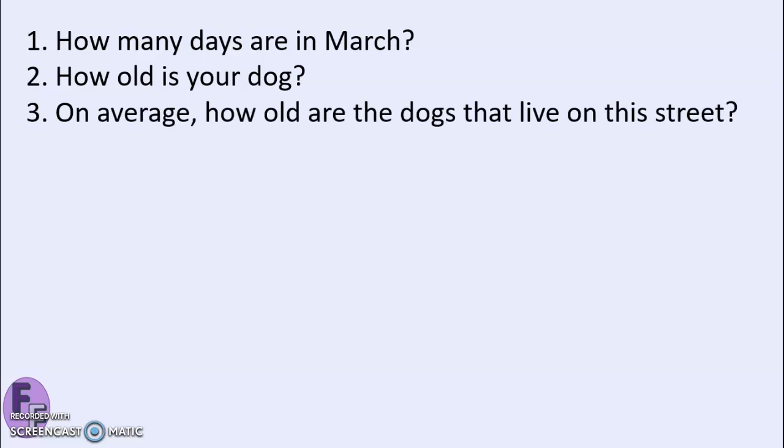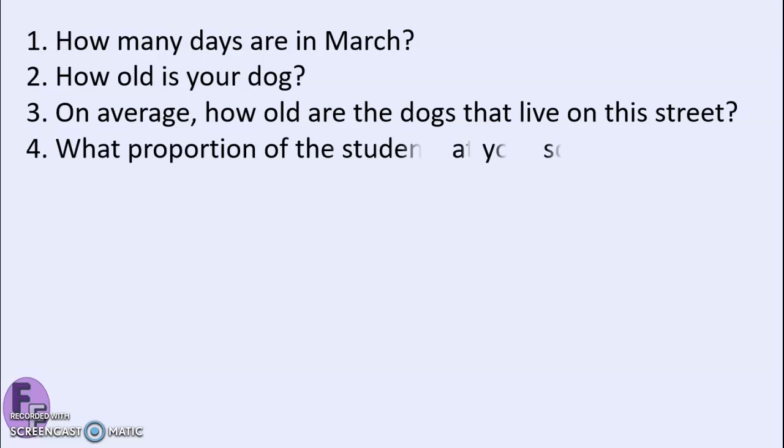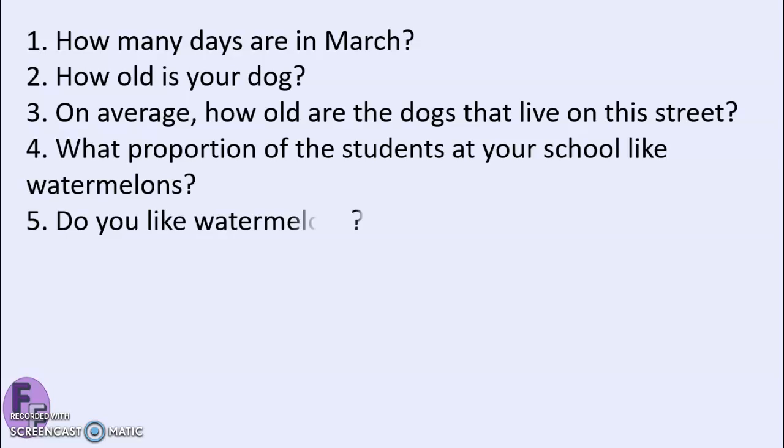On average, how old are the dogs that live on this street? This is a statistical question. There are multiple dogs with multiple ages. So you're collecting data on this topic. What proportion of the students at your school like watermelons? Again, this is a statistical question. Students may answer yes, students may answer no, but you're going to get a lot of yeses and nos.